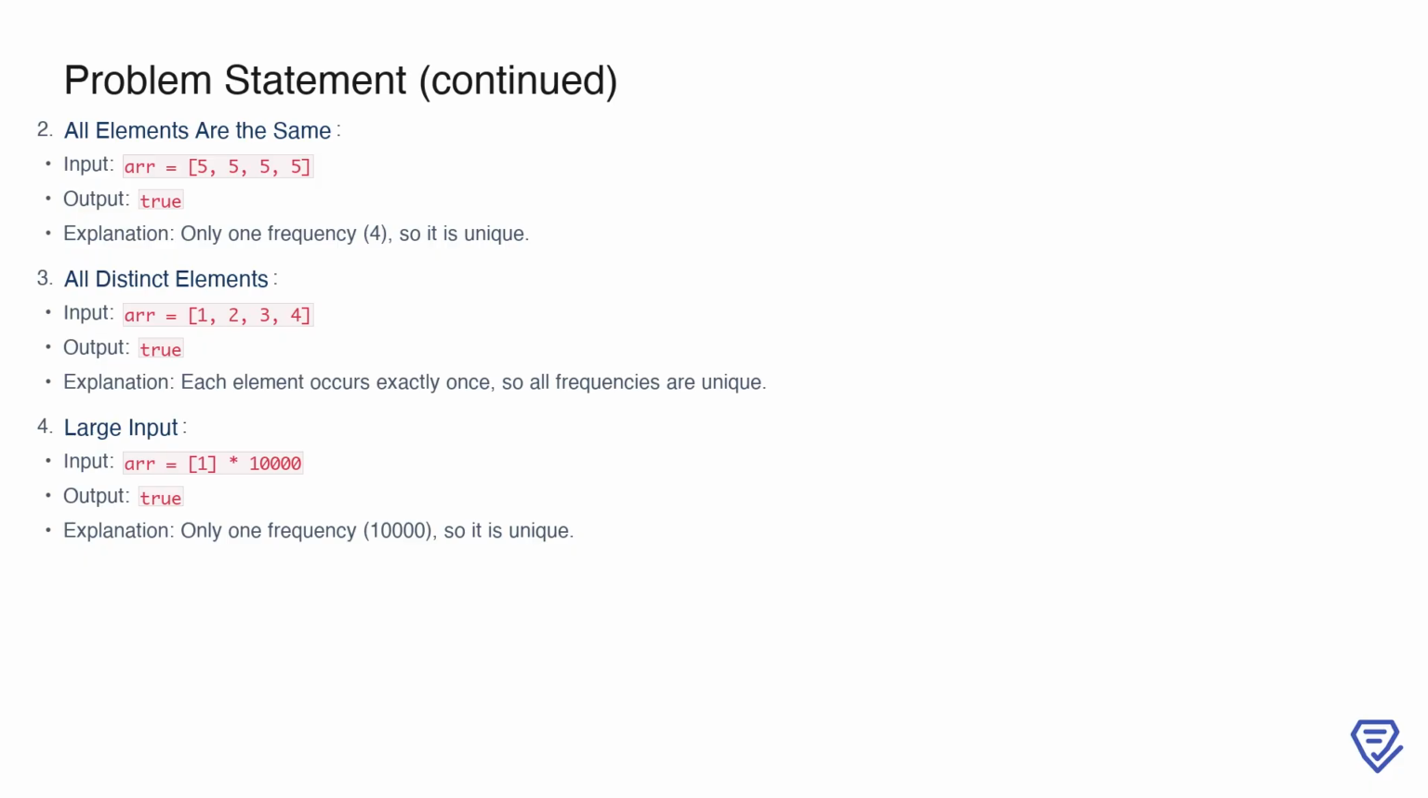On the other hand, if all elements are distinct, as in 1, 2, 3, 4, each value occurs exactly once, and the frequencies are unique, resulting in true. Lastly, for a large input like 1*10,000, where the number 1 appears 10,000 times, the only frequency is 10,000, which is unique, so the output is true. These examples help solidify our understanding of the problem and how it applies to different scenarios.